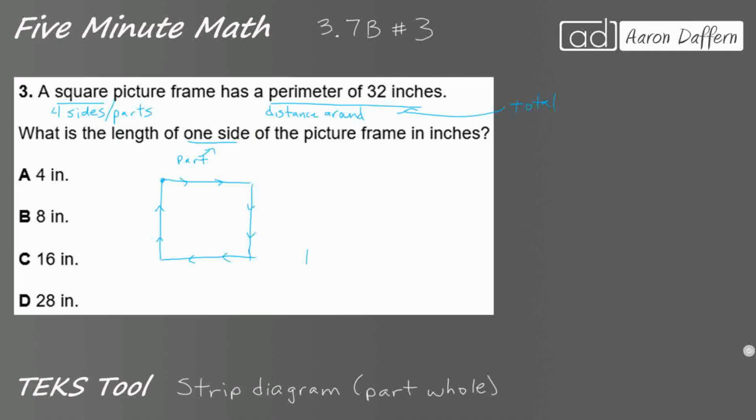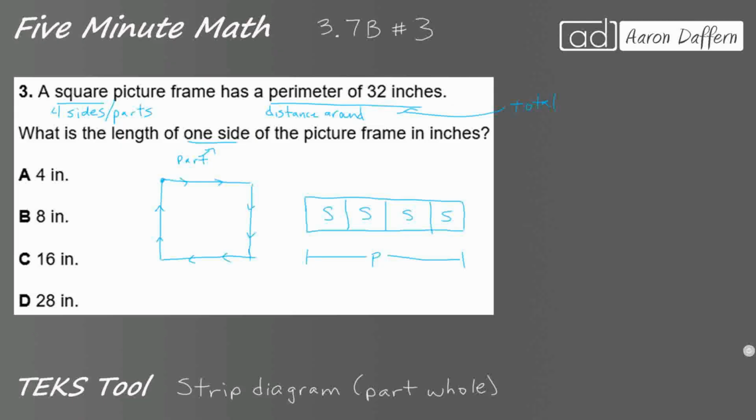So I'm going to draw my total down below here. And I'm going to first draw what it's going to be without any of the information. Since we have a square, our total perimeter is going to be equal to four parts, since it's four sides. Now, if it's a rectangle, we're dealing with length and width. But since we're dealing with a square, we have four of the exact same distance or length. They're all four sides.